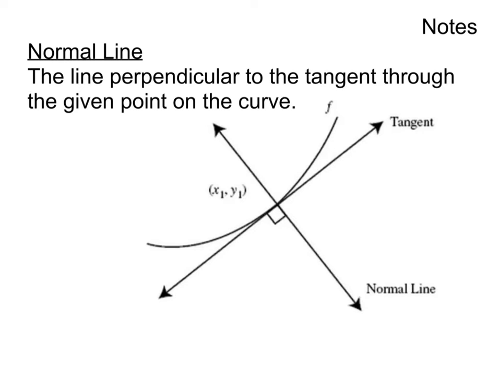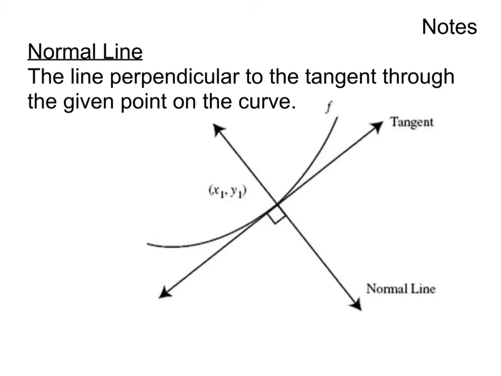So normal can often be used as another word for perpendicular. That's the connection why we call this a normal line. So basically, the normal line is just like the tangent line, except that it's perpendicular to the tangent line. So you can kind of see that in that diagram. Now, do you remember how the slope of a perpendicular line compares to the original?